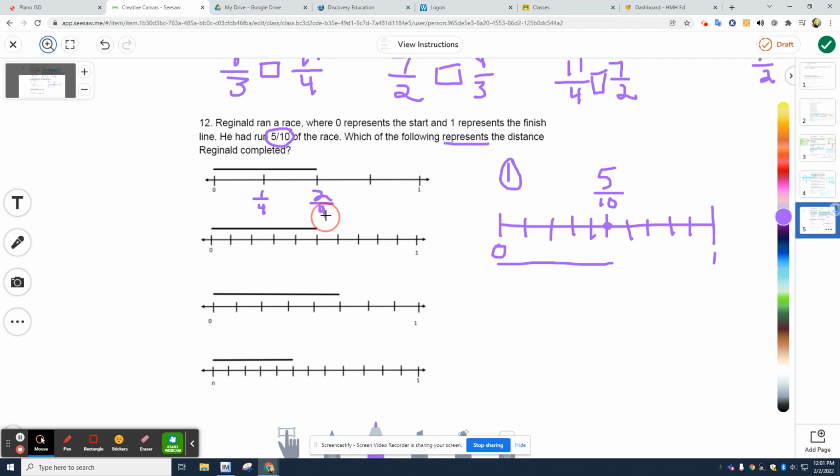So the next step after you've created your model would be to look through the answer choices, label the answer choices, and then pick the correct one, eliminate the ones that are incorrect. Hope this helps you with solving these last parts of your math problems. Good luck. Bye.